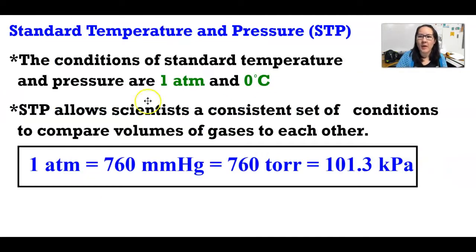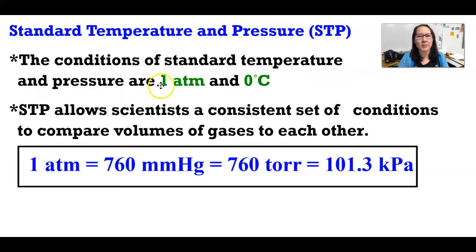But we're going to save moles for later, and we're going to focus on the first 3 for now. So STP, you're going to see often, stands for standard temperature and pressure. And from now going forward, you're going to be asked to memorize standard temperature and standard pressure. So it's the conditions of standard temperature and pressure.